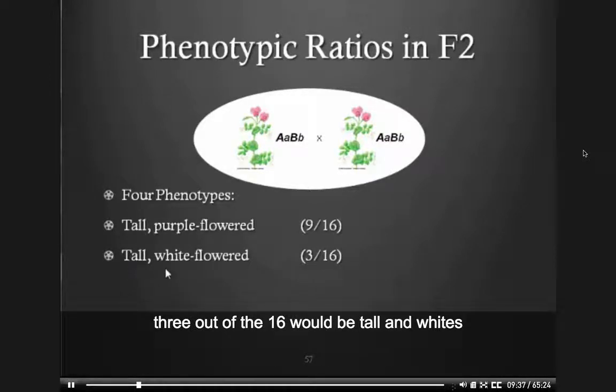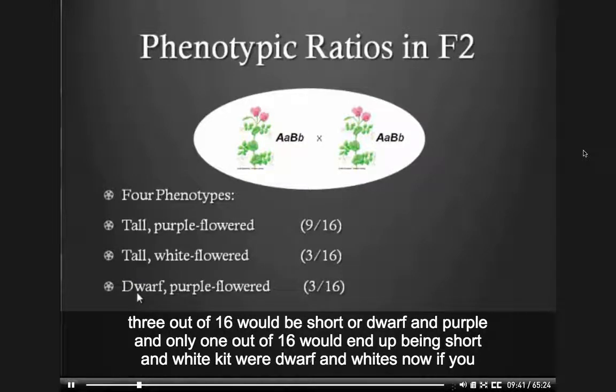3 out of the 16 would be tall and white. 3 out of 16 would be short, or dwarf, and purple. And only 1 out of 16 would end up being short and white.